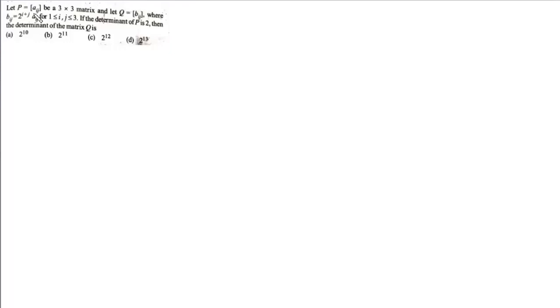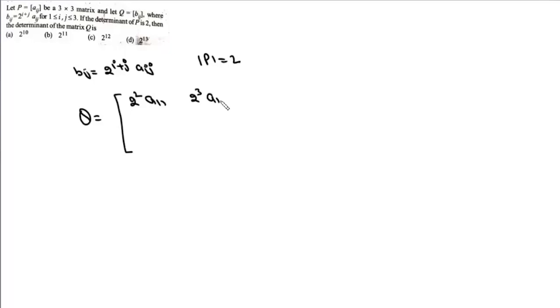Now here the question is, let P be this 3 cross 3 matrix and Q be this matrix Bij where Bij is 2 to the power i plus j into Aij. Now it says if determinant of P is 2, then we need to find the determinant of matrix Q. Now we can write this matrix Q as 2 square A11, then it will be 2 cube A12, 2 to the power 4 A13.